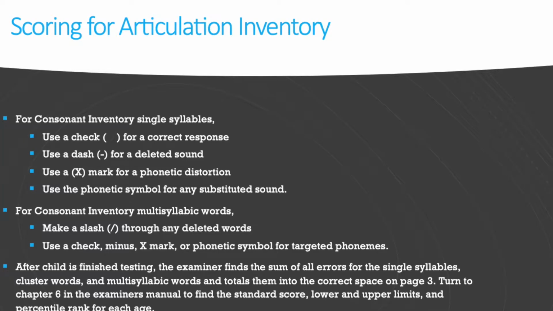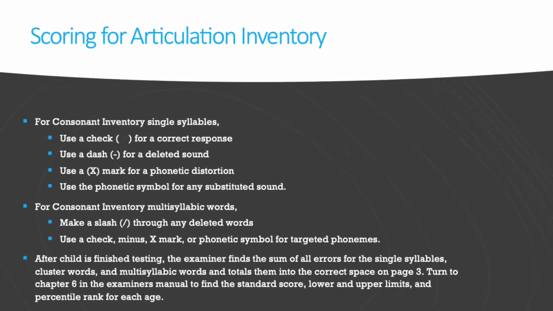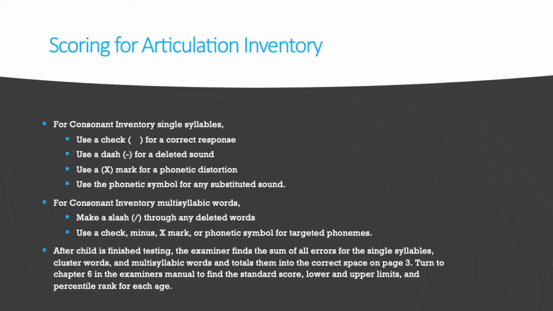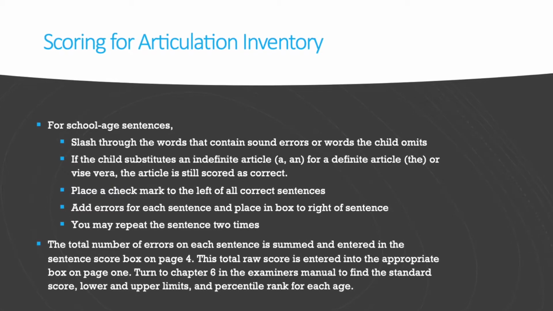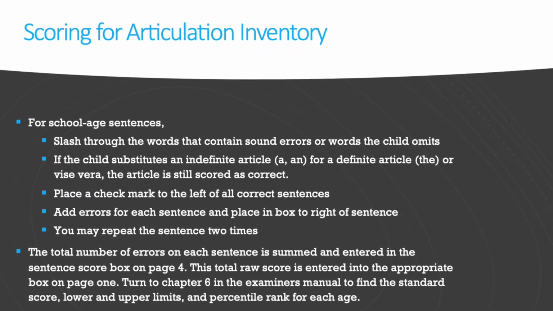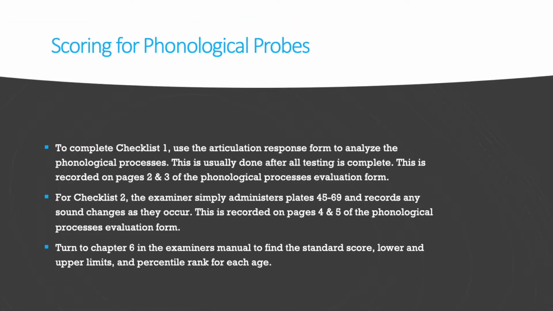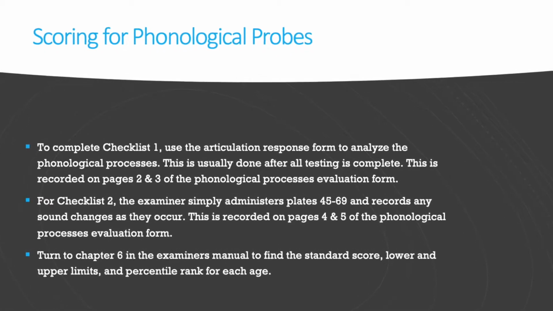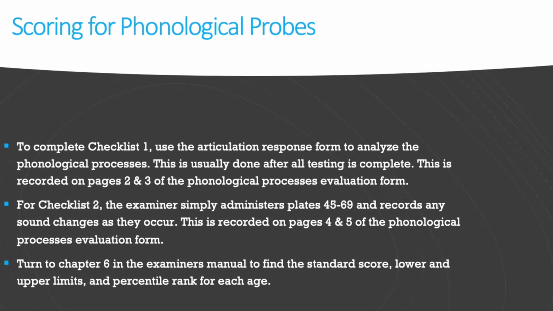That's it. You will score each section of the test by writing check marks, dashes, or X marks in the boxes provided. Consonant singleton scoring is on page 2 of the articulation response form. Cluster words and multisyllabic scoring is on page 3 of the response form. For school-age sentences, you will write a check mark or slash in the boxes provided on page 4. To complete the phonological processes form, you will use the articulation form. Further explanation of scoring will be provided in a demonstration video.